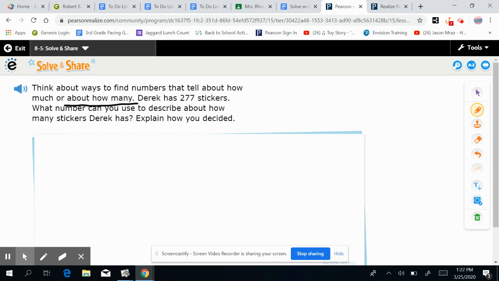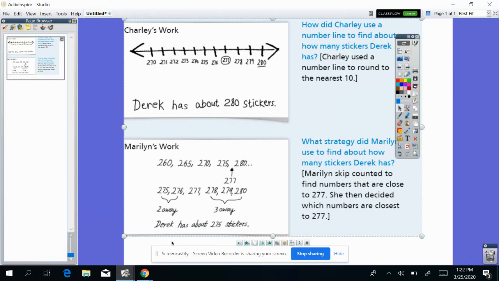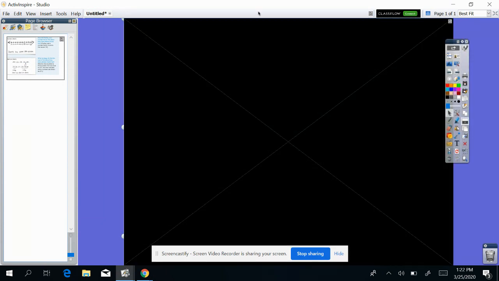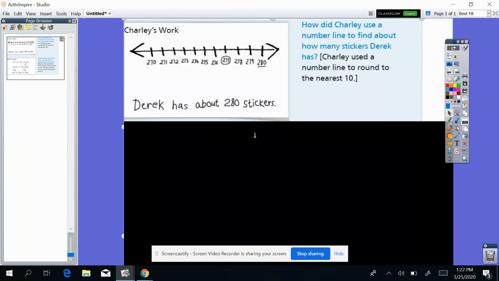Okay, if you're not finished, you can pause it and continue to work on your own, because I'm about to go over 2 different strategies that different students use to solve this problem. All right, so right here we have a student named Charlie. So what did Charlie do? If you notice how Charlie used a number line. How did Charlie use a number line to find out about how many stickers Derek has?